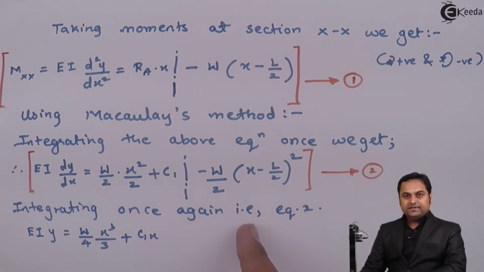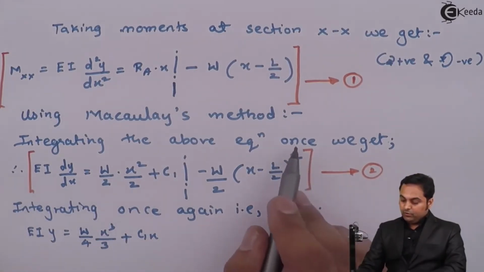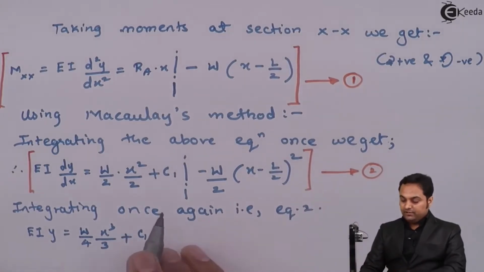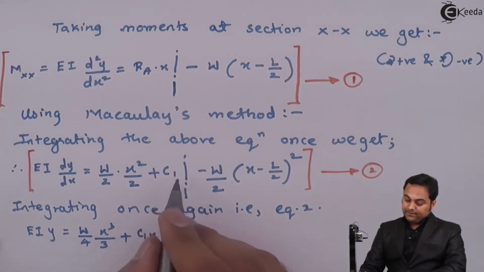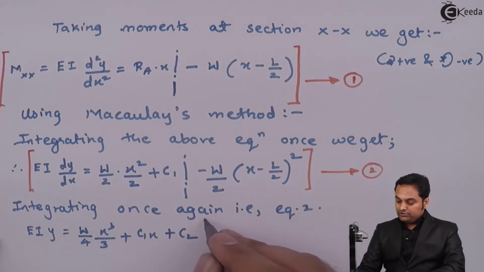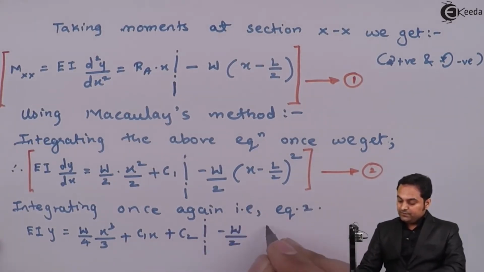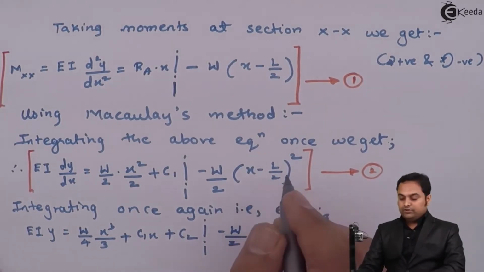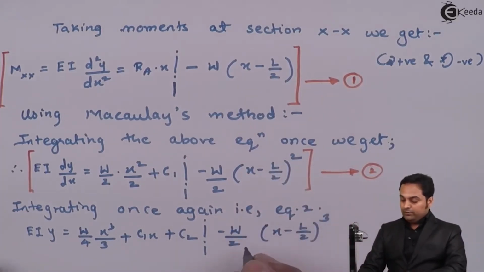As I am integrating twice, here we have integrated once, now we are integrating once again. So integration of C1 into x, then plus C2, because we have integrated twice, so two constants. Next, minus W by 2 will remain as it is. Here we have (x minus L by 2) whole cube, because the integration of (x minus L by 2) whole square is (x minus L by 2) whole cube, into 3, because it is divided by 3.